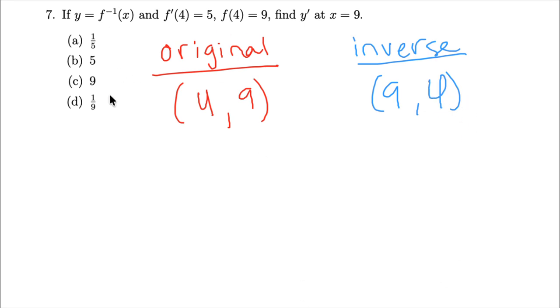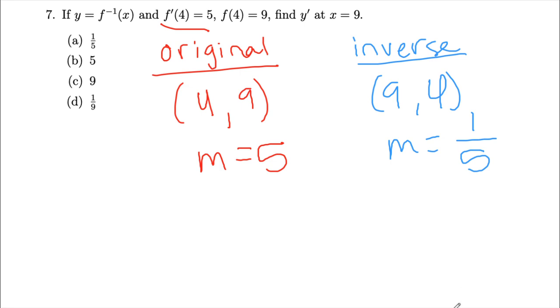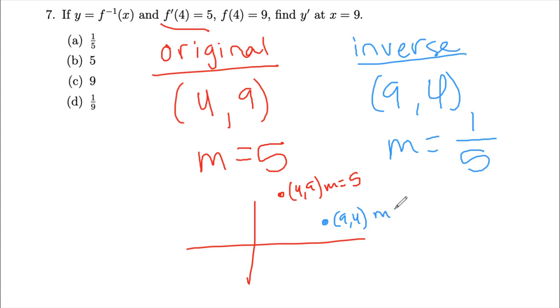Now, again, here, I also know that my slope at this point is 5. So that tells me the slope at my inverse function is going to be the reciprocal of that, 1 over 5. Of course, we could also do this graphically like we did in the first example, right? So I would have my point, which is 4 comma 9, and I know that my slope here is 5. And then my reciprocal point we know is 9 comma 4, maybe here. And then I know that my slope is going to be the reciprocal of 5, which is 1 over 5, which is answer choice A.